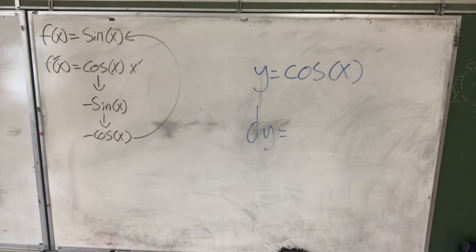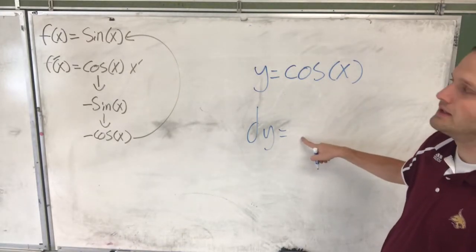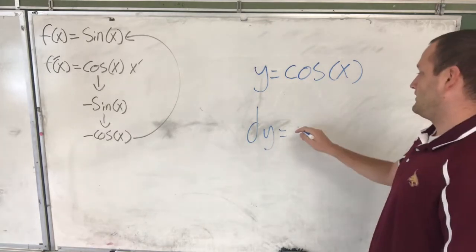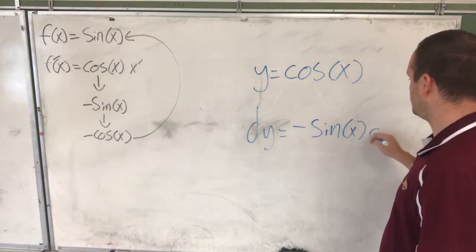So here we have a practice problem. We've got y equals the cosine of x. What would the derivative be? You can look at the little chart over there. It would tell us it's going to be negative sine x dx.